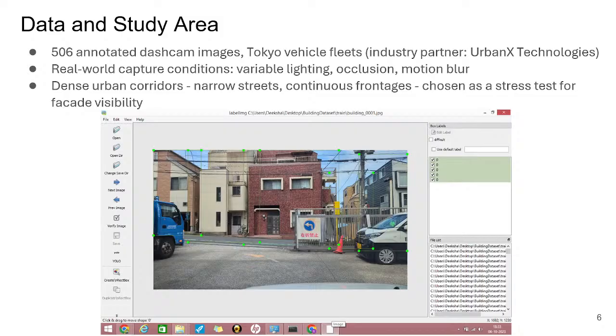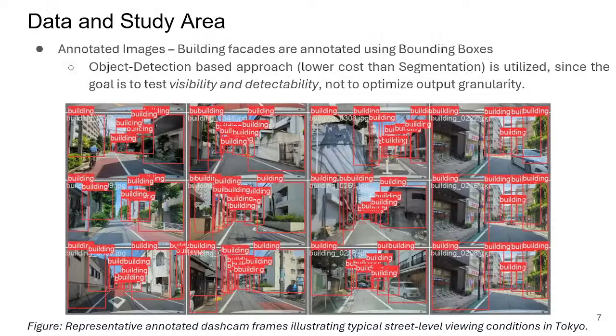This is some information about what data we used. It was provided by our industry partner and has around 506 annotated images. If you look at it, all the building instances are annotated using bounding boxes. So the annotated data looks like this. There are multiple building instances in each image, and we have annotated them.